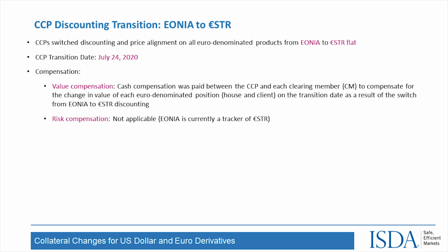The change was relatively straightforward because EONIA is currently a tracker for euro STR. And so risk compensation, which we'll see is applicable in the US dollar change, was not applicable to this change. So now, since this change has occurred, derivatives that are cleared at the major CCPs that effectuated this change pay price alignment and discounting based on euro STR.